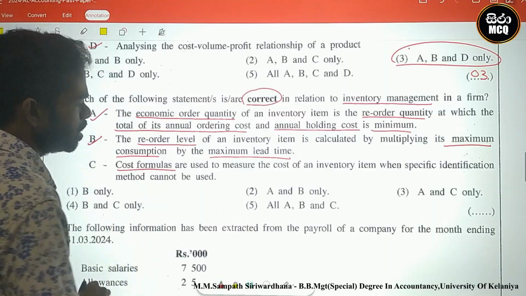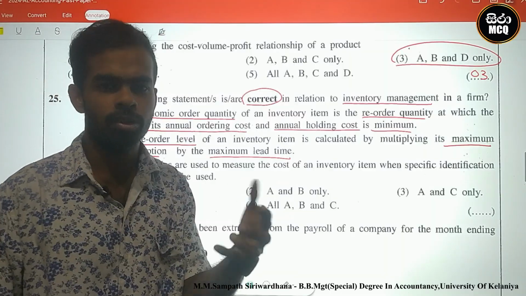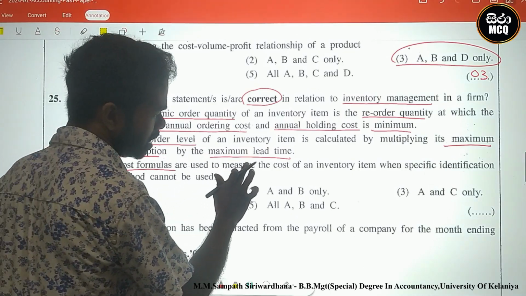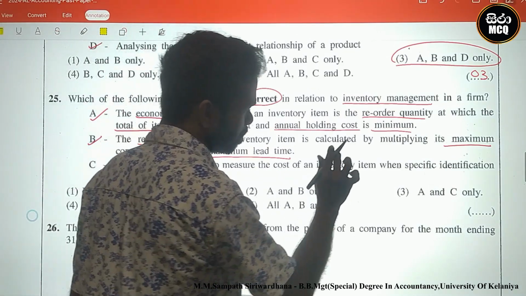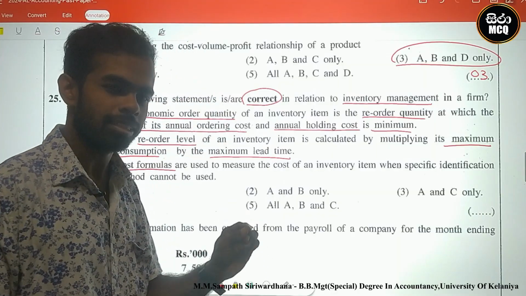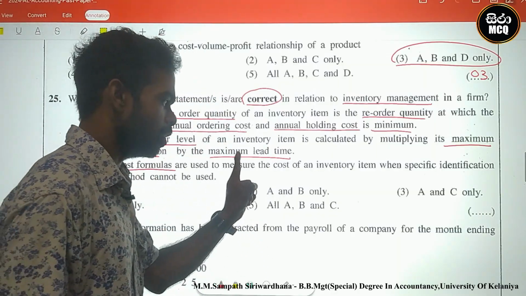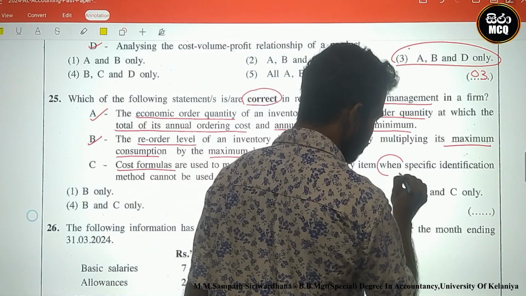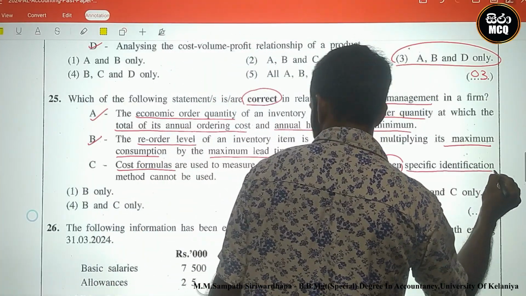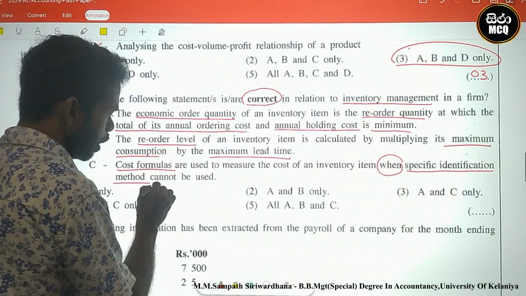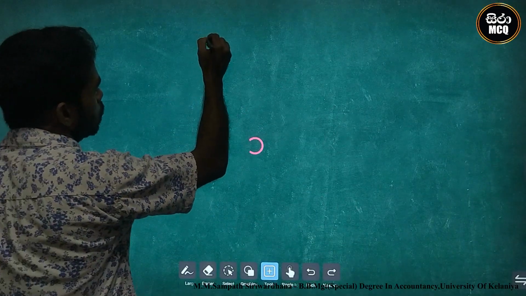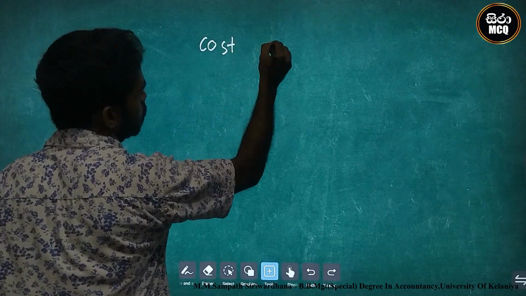Cost formulas. What are the cost formulas? FIFO and WACC. Okay, cost formulas are used to measure the cost of an inventory item when the specific identification method cannot be used. Look here, this is cost identification.